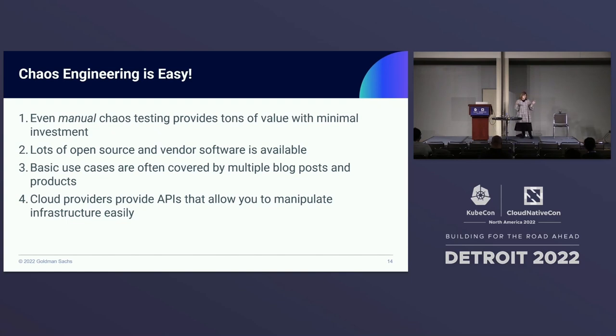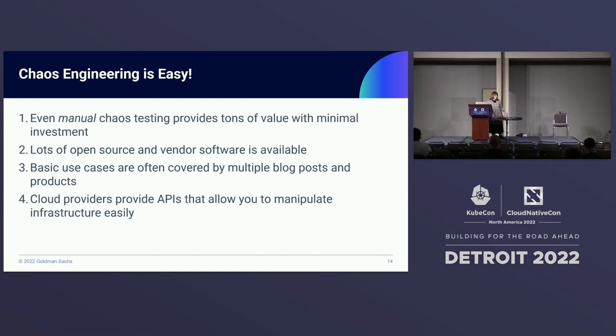Basic use cases, similarly, there are tons of blog posts out there, tons of talks. It's easy to read up on what you should do. And then, if you're on the cloud, with cloud providers, infrastructure is much more democratized, right? It can actually be really easy to bring something down with some APIs and just easy tools.